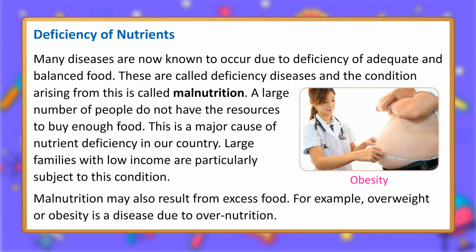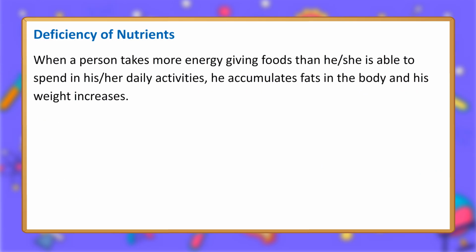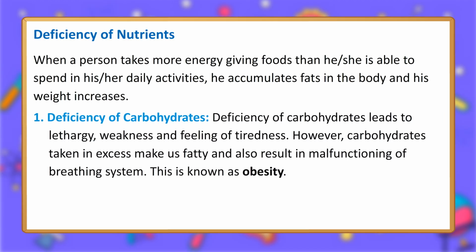Obesity. Malnutrition may also result from excess food. For example, overweight or obesity is a disease due to overnutrition. When a person takes more energy-giving foods than he or she is able to spend in daily activities, he accumulates fats in the body and his weight increases.